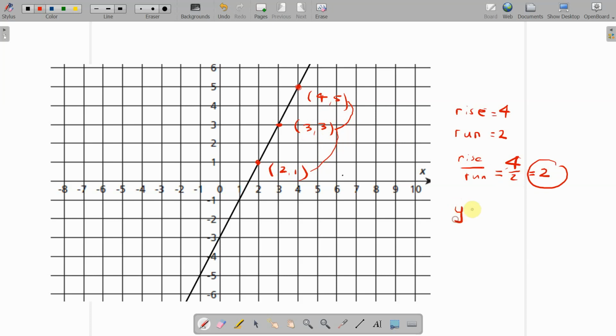We now can put this into an equation, because equations are just simply a way to explain the relationship of all these points. And we start with the gradient. But we need the rest of it. And the rest of this equation comes from here, where it crosses the y-axis. So this y-axis, where the line touches it, is at -3. So that's what we'll put there. And that's the equation of our line. y equals 2x minus 3.